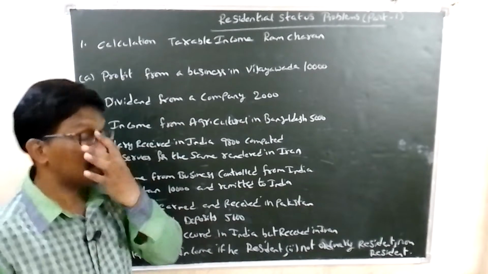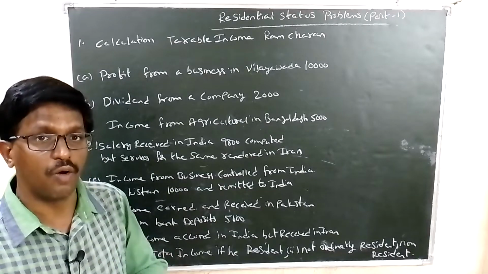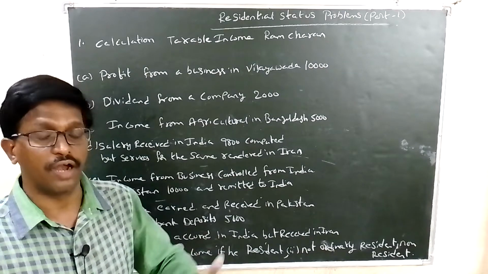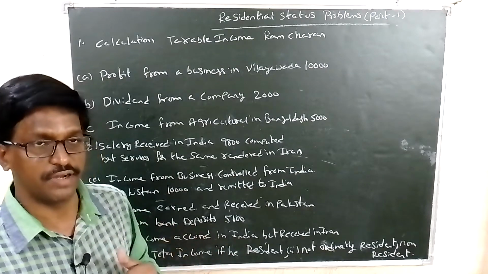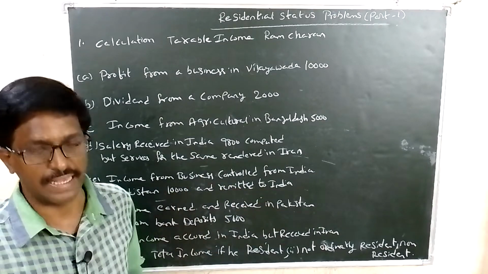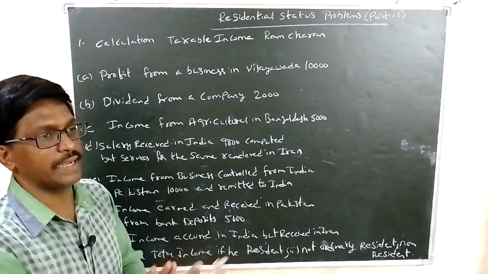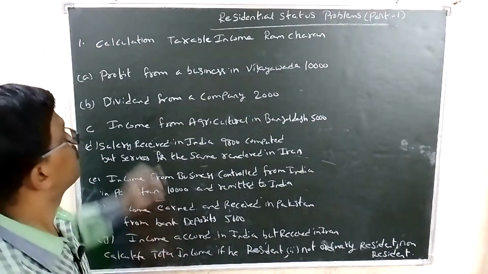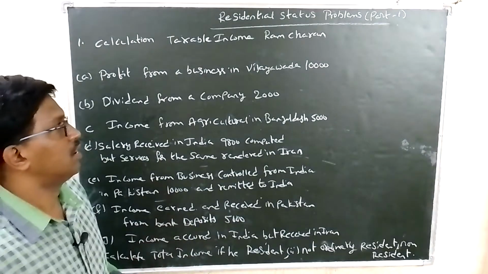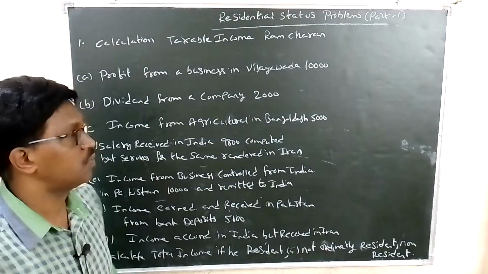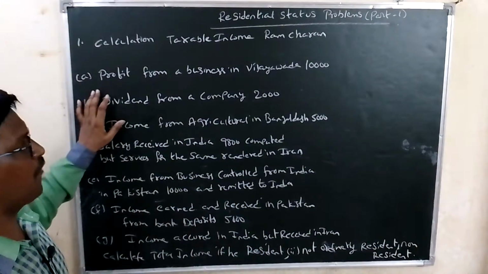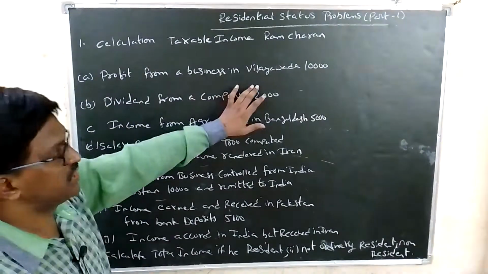Residential status of an individual. How is total income determined if he is a resident, not ordinarily resident, or non-resident? In the previous class we discussed the incidence of tax and how it is taxable in the different categories. Calculate the taxable income of Ram Charan for the assessment year 2022-23. Profit from a business in Vijayawada.